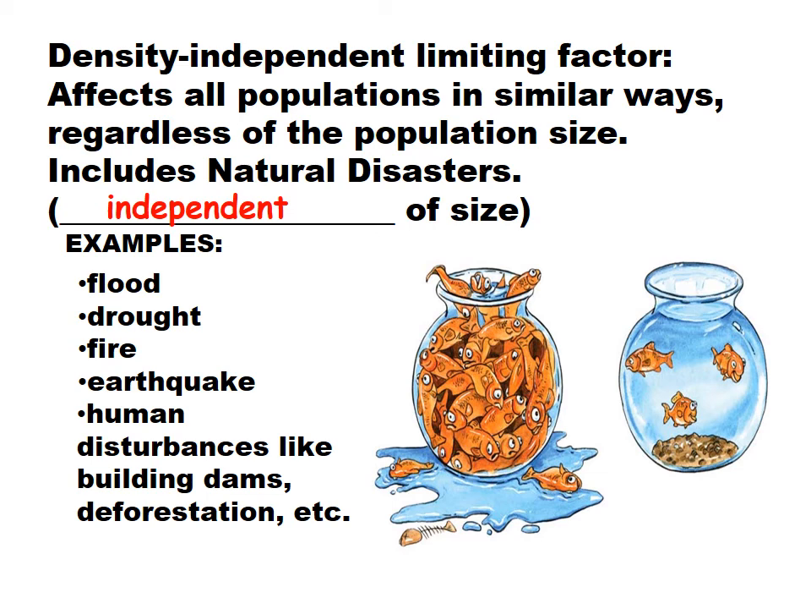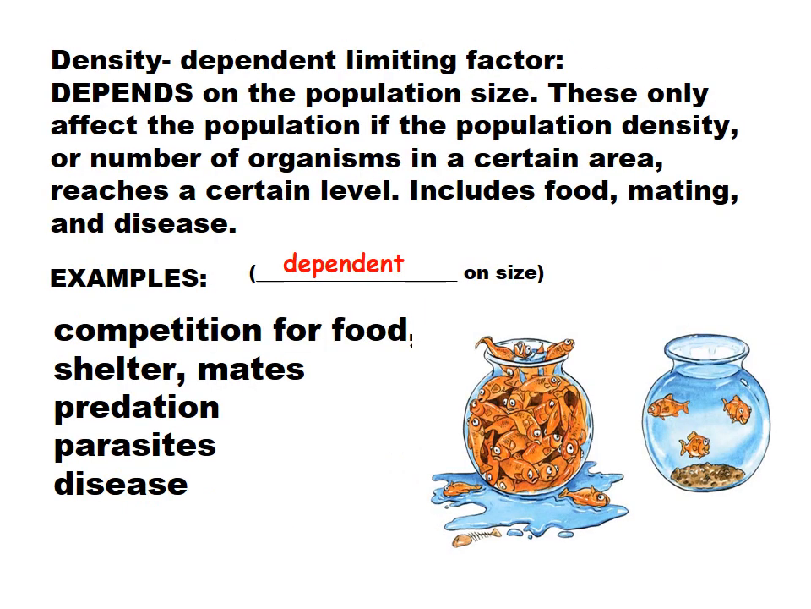There are two types. The first one is density independent. Independent affects all populations regardless of the size. For example, it doesn't matter how many fish you have in that pond. It doesn't matter if it's a big pond, a little pond, a lot of fish or little fish. They can still have a flood. They could still be in a drought. There could still be a fire beside the pond. There could be an earthquake. It doesn't matter how big the population is. Those things could still happen. It's density independent.